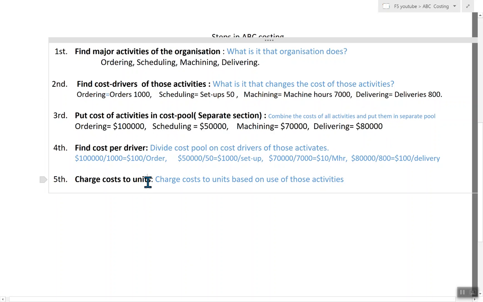And then the fifth step is to charge it to units based on the use of those activities.